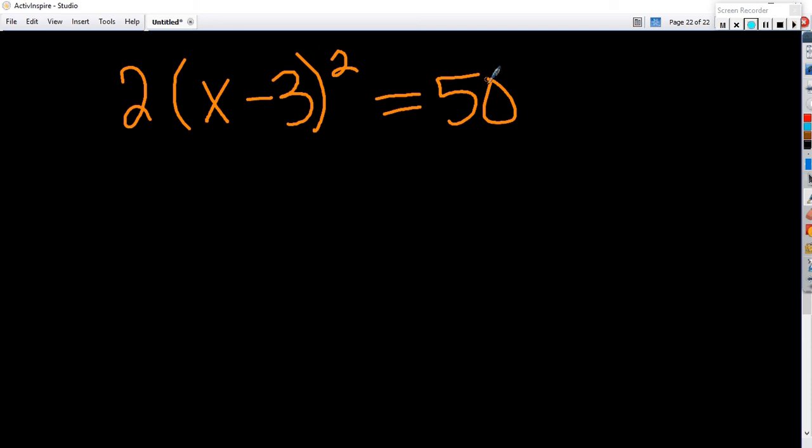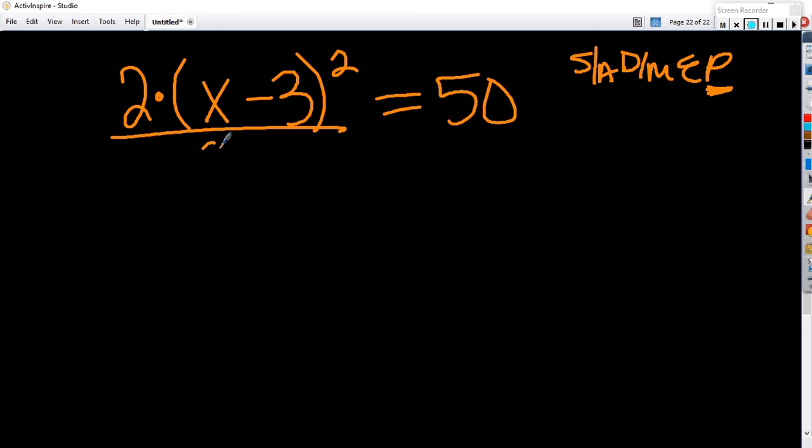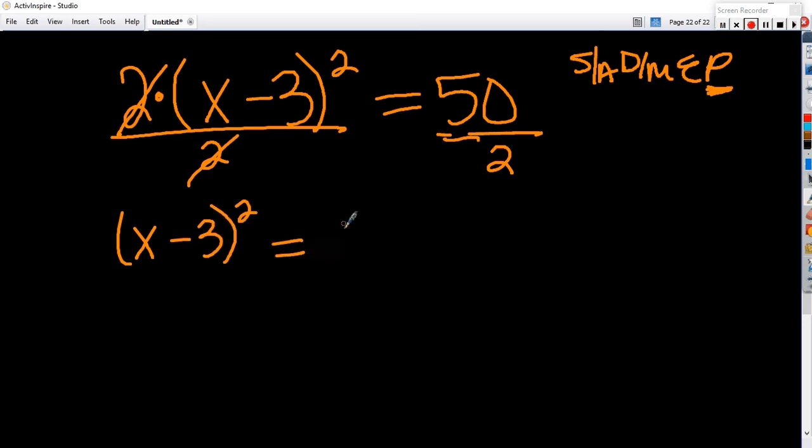How many x's do you see? 1. If there's only 1, I can SAD map it every time. Remember, even though there is addition or subtraction, it's inside parentheses, and parentheses is last. So what do I do first here? Divide it by 2. Okay, now that the 2 is gone, I have x minus 3 squared equals 25.